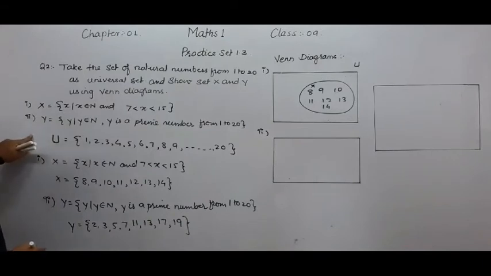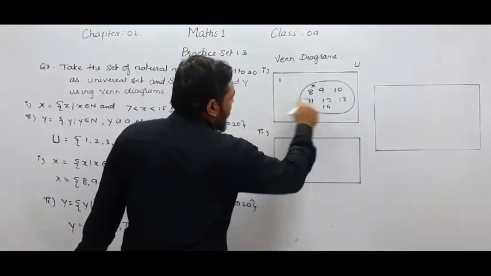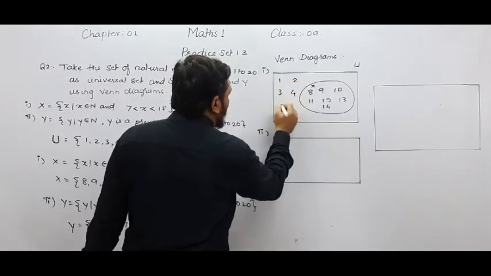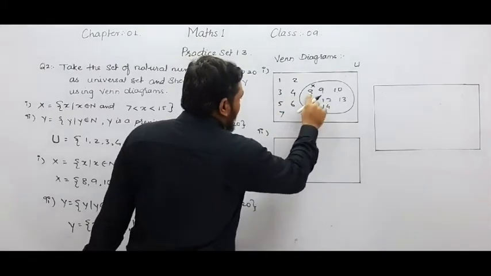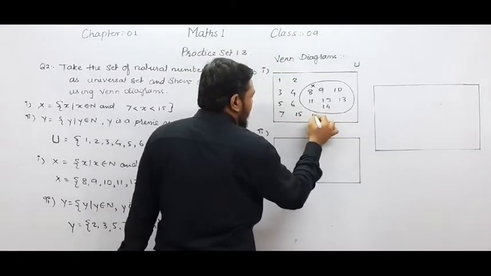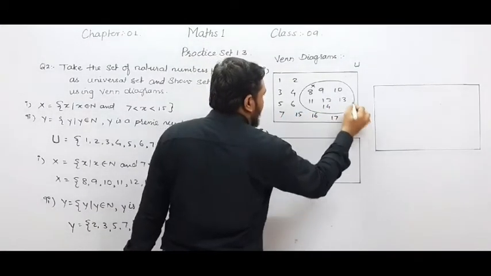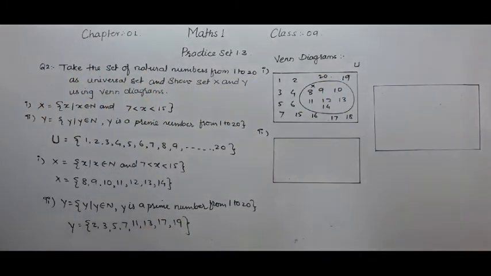Now the remaining elements we will write outside of X, which are in the universal set. The elements of the universal set which are not in X are 1, 2, 3, 4, 5, 6, 7, and then 15, 16, 17, 18, 19 and 20. In this way we have completed set X and represented it using the universal set.